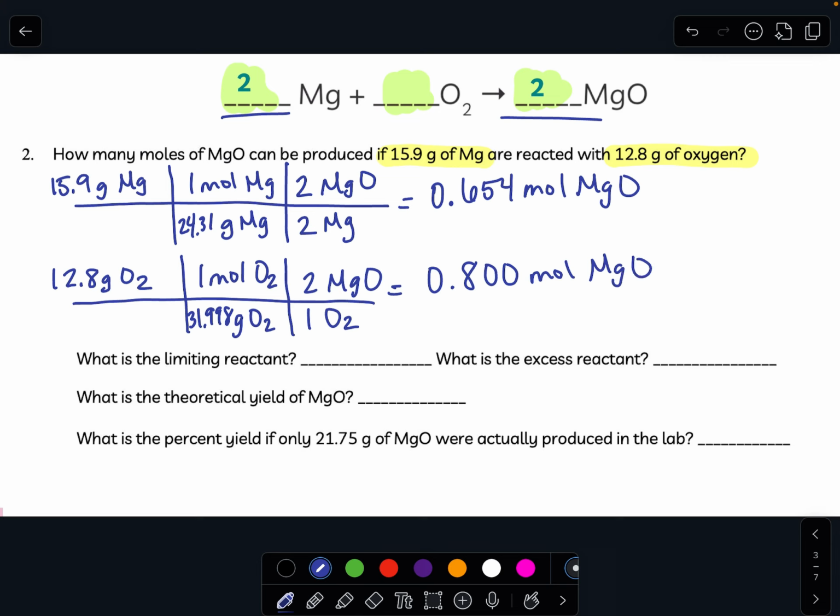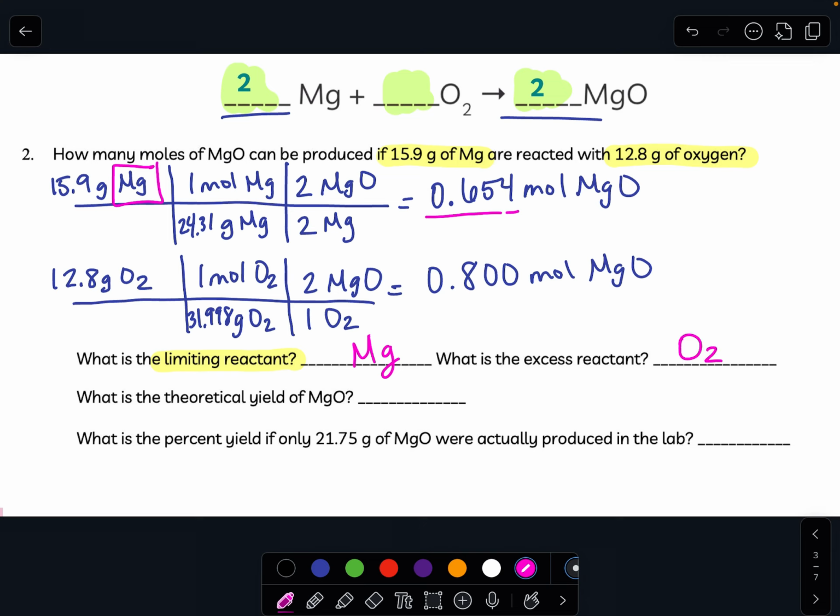So now, in order to answer my question for what is my limiting reactant, I'm just looking to see what produced the smallest amount. And so since this is the smallest amount, that means my limiting reactant is magnesium. My excess is going to be oxygen.